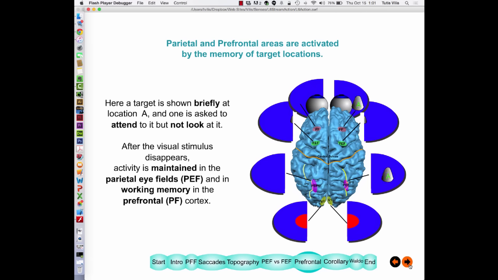Now, let's suppose a target appears only briefly, and you're asked to attend to it, but not look at it. So again, you maintain fixation, but because you're asked to attend to it, you get activity in the parietal eye field, but you also get activity in the prefrontal cortex here. And that holds this object in short-term memory, your working memory.